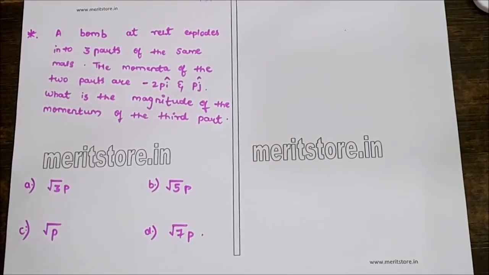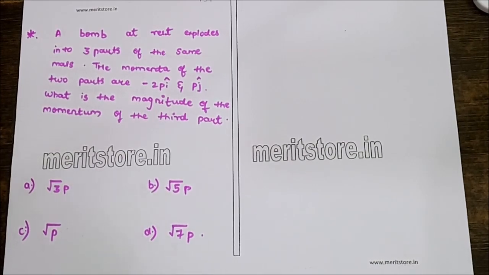A bomb at rest explodes into three parts of the same mass. The momenta of two parts are minus 2p i cap and p j cap. What is the magnitude of the momentum of the third part? The options given are root 3 p, root 5 p, root p, and root 7 times p.